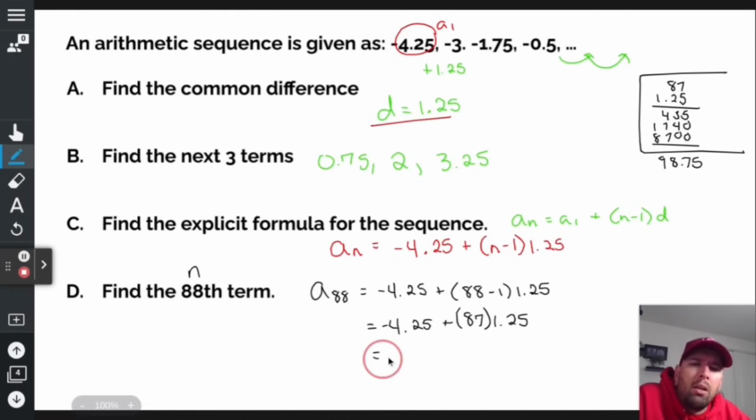So we have negative 4.25 plus 98.75. Working backwards, 98.75 minus 4.25 is going to be 94.5.